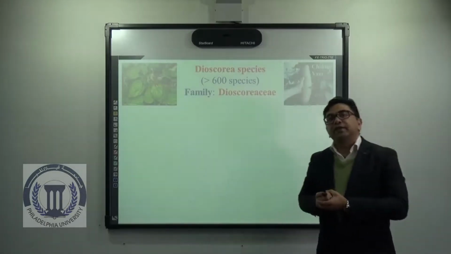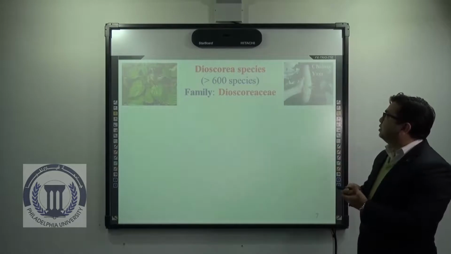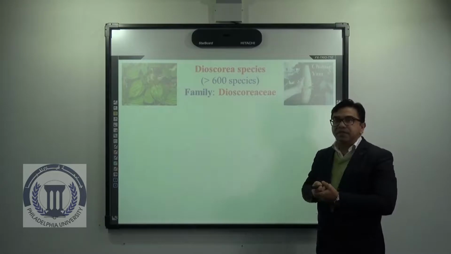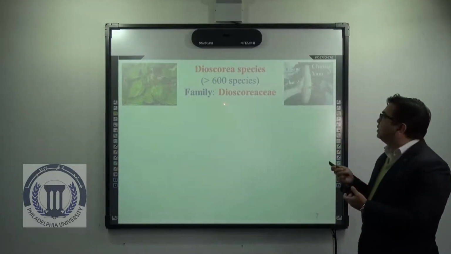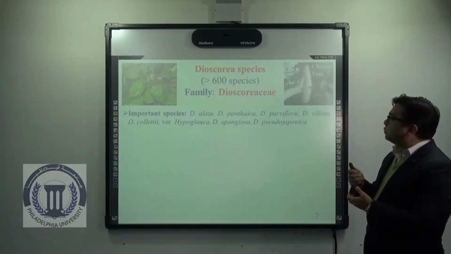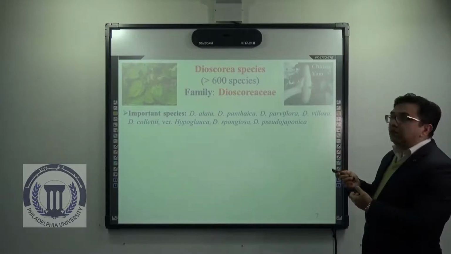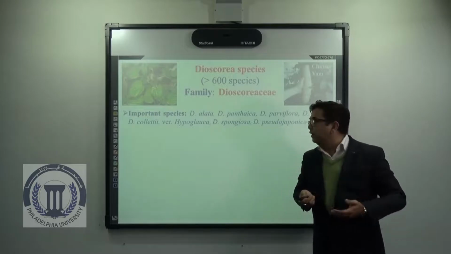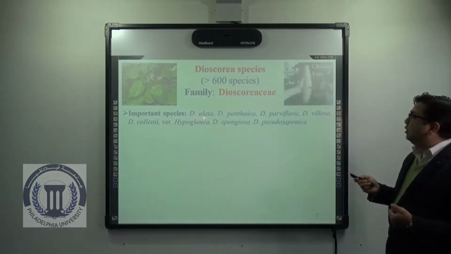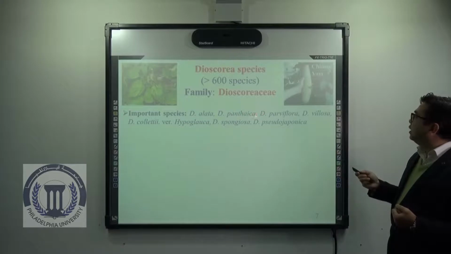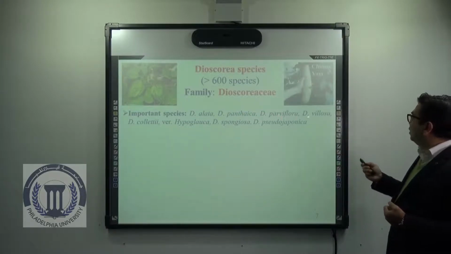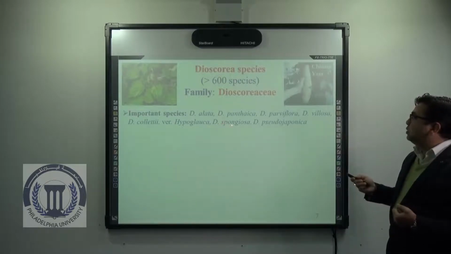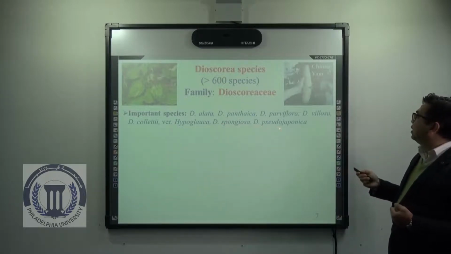Now we move on to the next species, that is Dioscorea species. This genus Dioscorea contains more than 600 species and belongs to the family Dioscoreaceae. Among 600, only 6 species are found to be most important medicinally, and they are Dioscorea alata, Dioscorea pentaphylla, Dioscorea parviflora, Dioscorea villosa, Dioscorea collettii, Dioscorea spongiosa, and Dioscorea pseudojaponica.